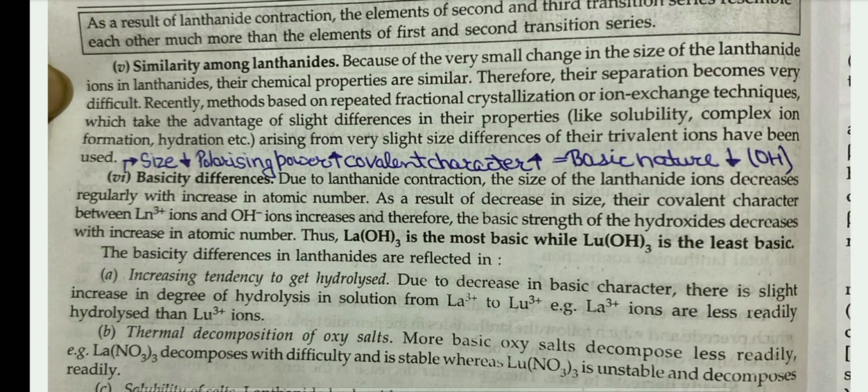Similarity among lanthanoids. Because of the very small change in the size of lanthanoid ions, their chemical properties are similar, therefore their separation becomes very difficult. Recently, methods based on repeated fractional crystallization or ion exchange techniques, which take advantage of slight differences in their properties arising from very slight size differences of their trivalent ions, have been used.